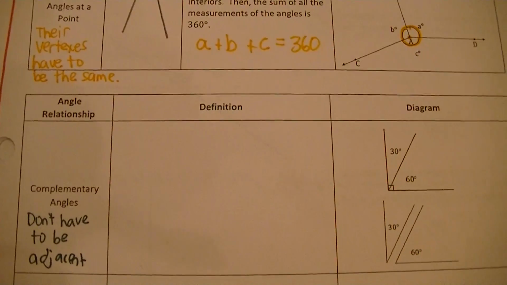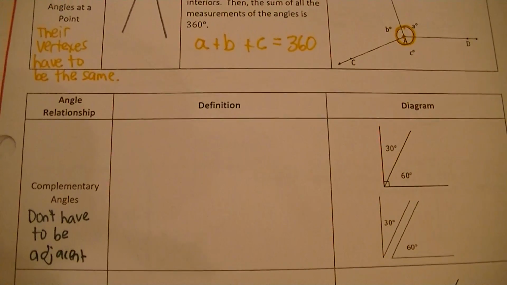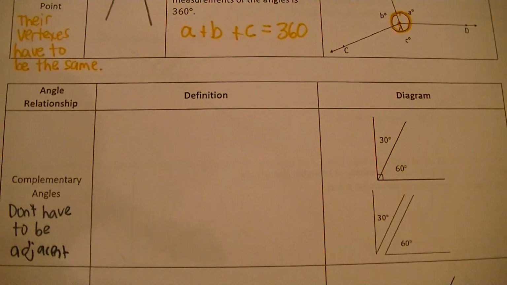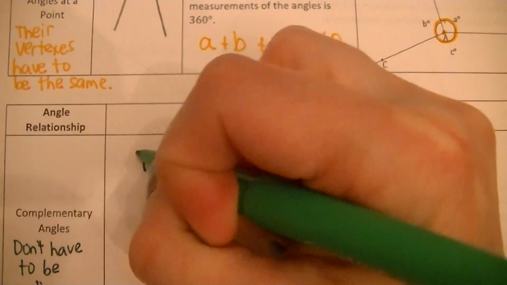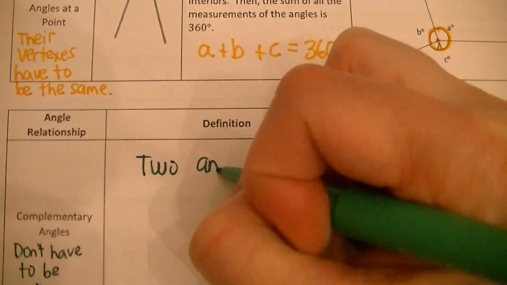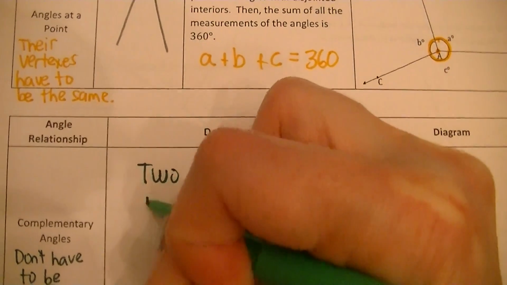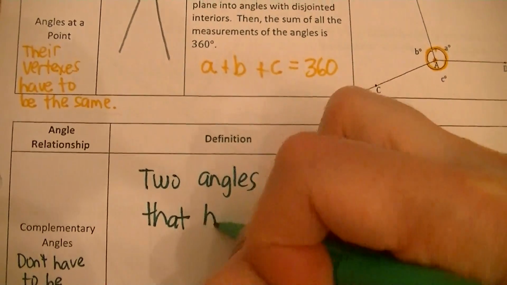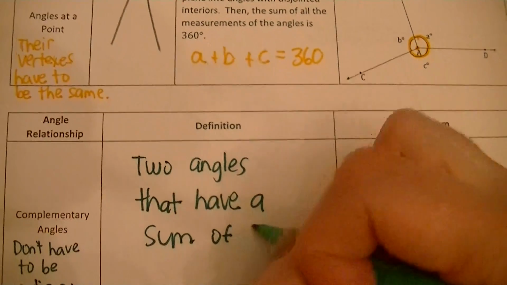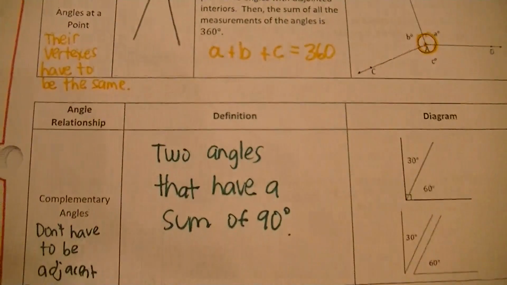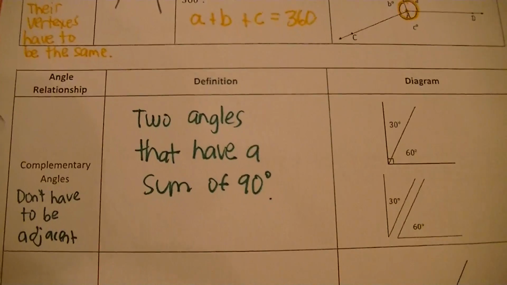So they don't have to be adjacent to be complementary. So here's the definition of complementary. They're just two angles that have a sum of 90 degrees. So they don't have to be adjacent, just like right there.